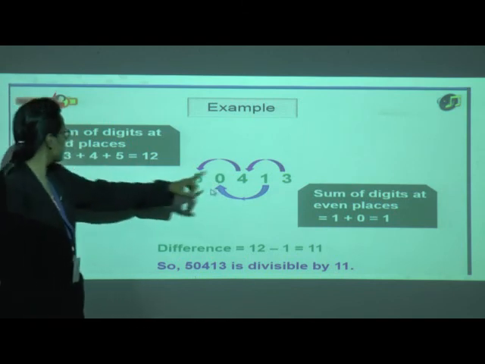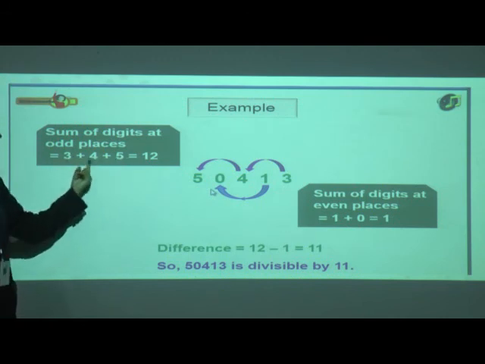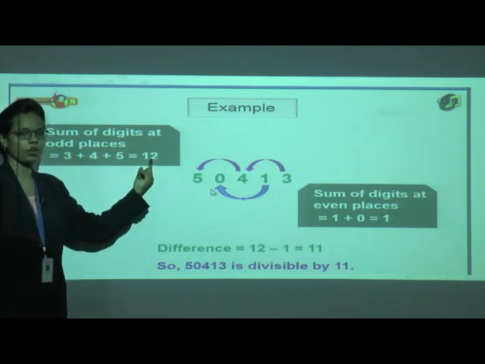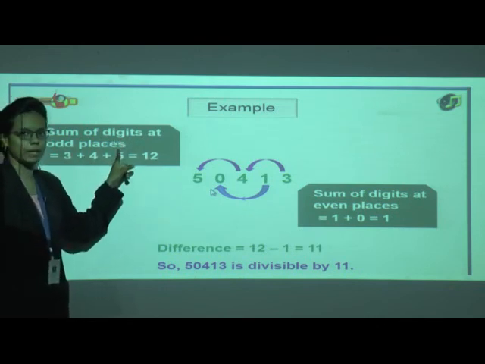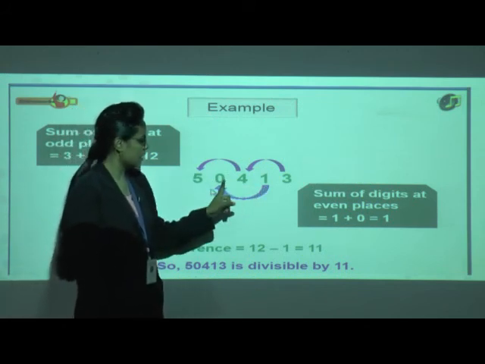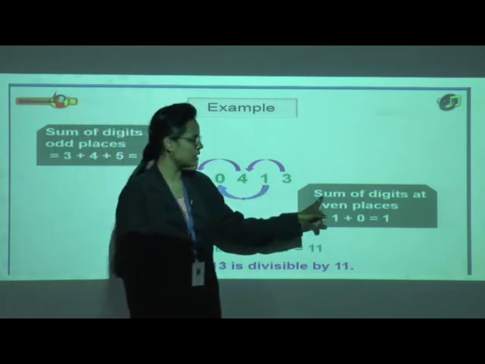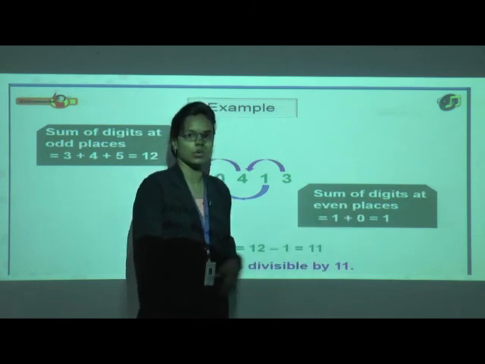5 plus 4 plus 3. We got the answer as 12, when we added the sum of the digits at odd places. Now we are going to add the digits at even places. So 0 plus 1, sum of the digits at even places, 1 plus 0 is equal to 1.